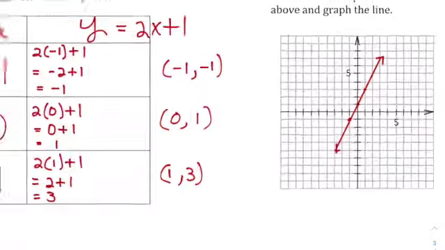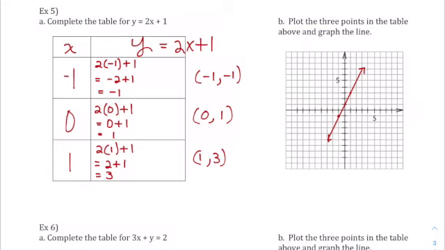Any questions? Please let me know if you have any questions. Okay. Moving on to example 6.